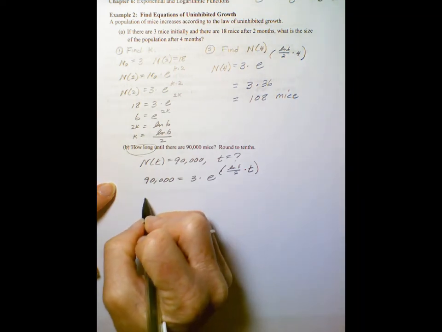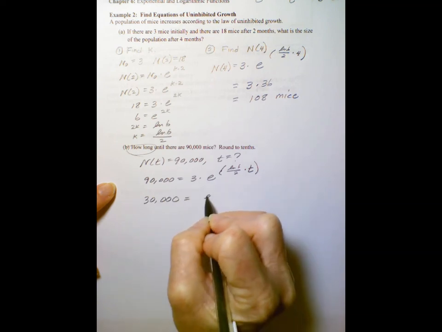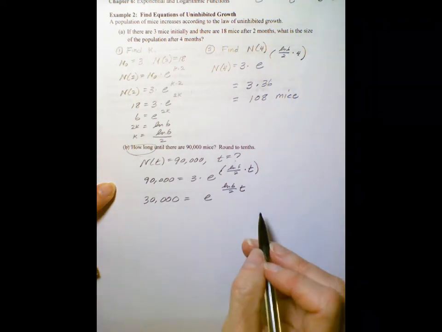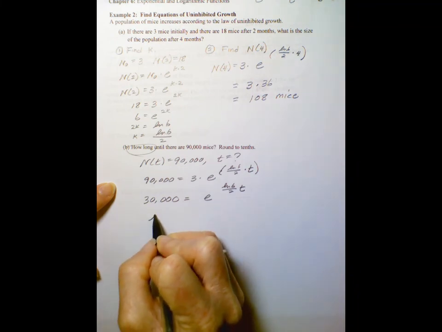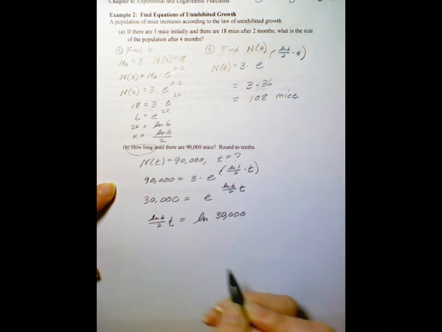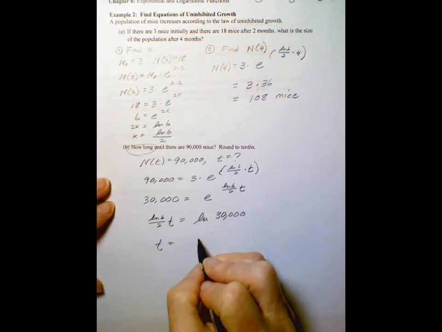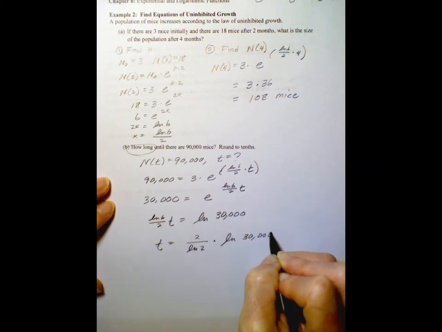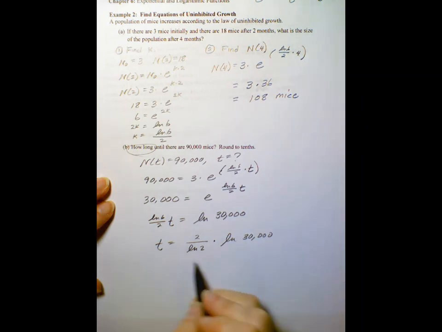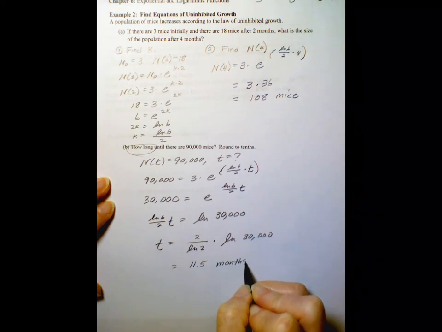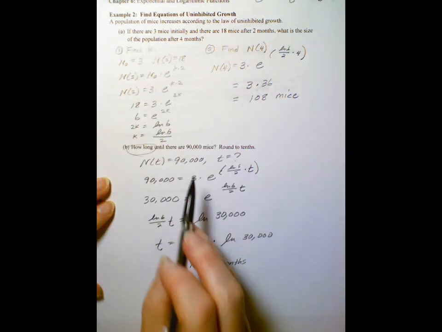Okay, divide both sides by 3. 30,000 equals e to the natural log of 6 over 2 t. Okay, change it to a log. Here's our power, our exponent. Natural log of 6 over 2 t equals log base e of 30,000. So t equals, I'm going to multiply by the reciprocal, 2 over the natural log of 6 times the natural log of 30,000. And I don't really need to simplify all this. I can just multiply and get to a result. Just use your calculator and you should get 11.5, and this was in months. So in less than a year, if you start with 3 mice you'll have 90,000 mice.